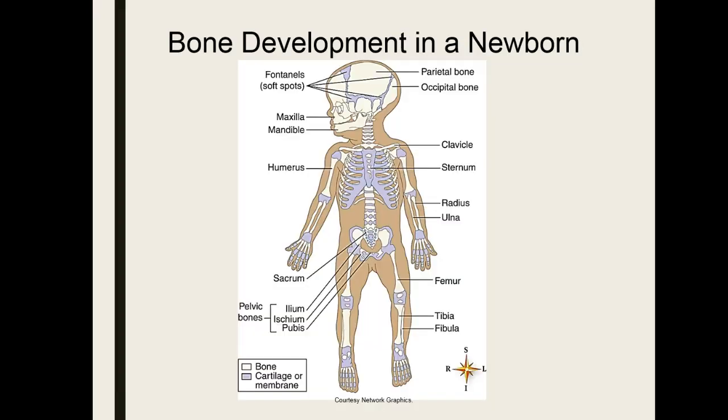So this shows kind of the amount of bone versus cartilage that is found in a newborn. You can see there's quite a bit of cartilage, and that's where that endochondral ossification will come into play to turn those cartilage areas into the hard bone.